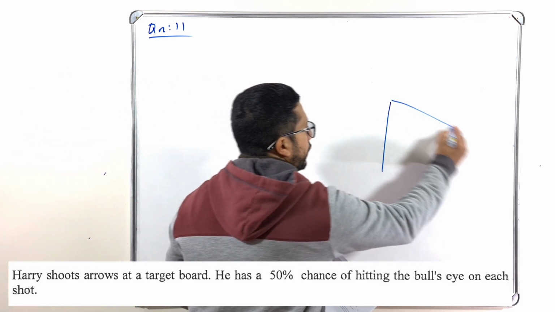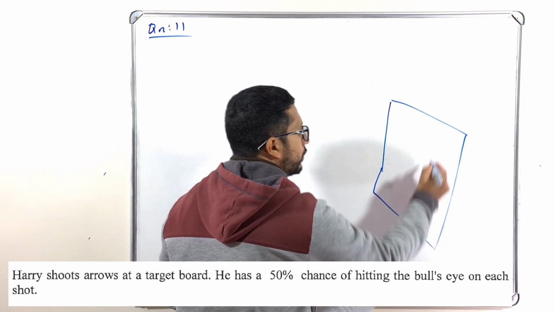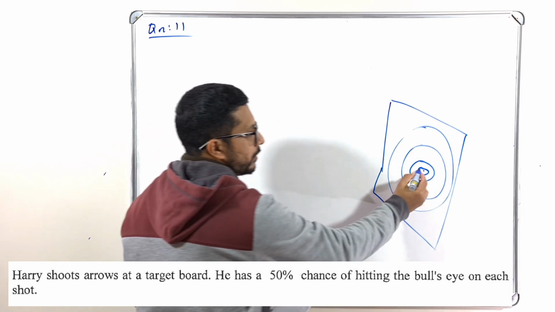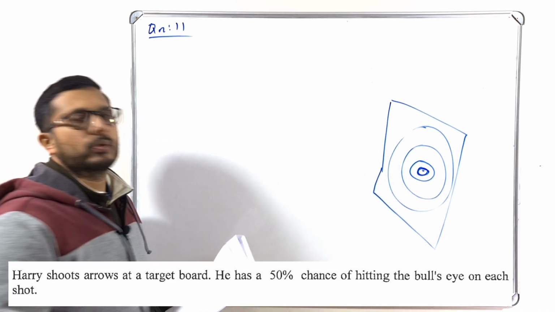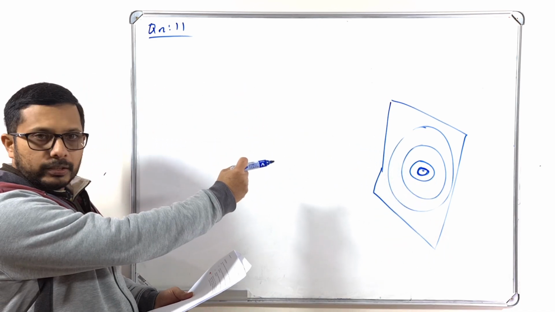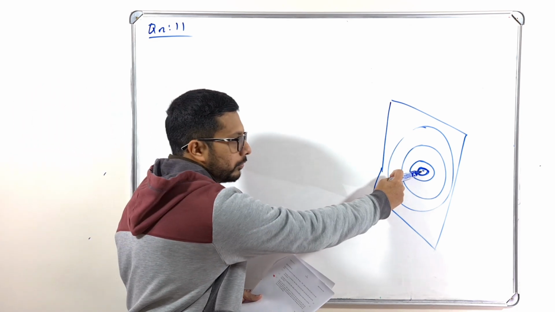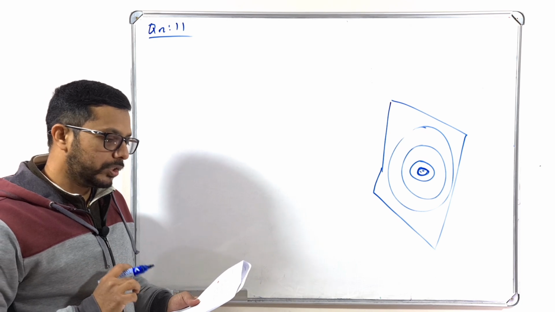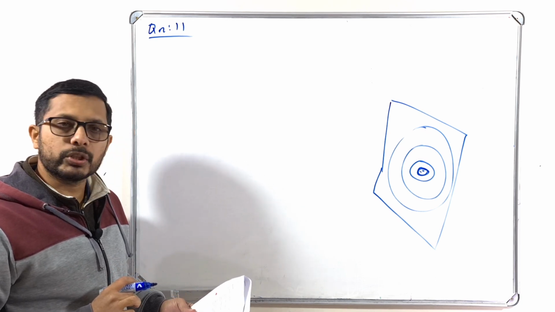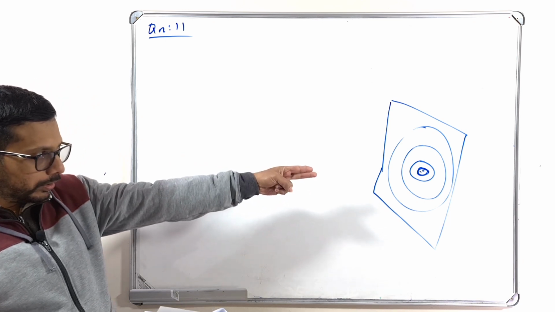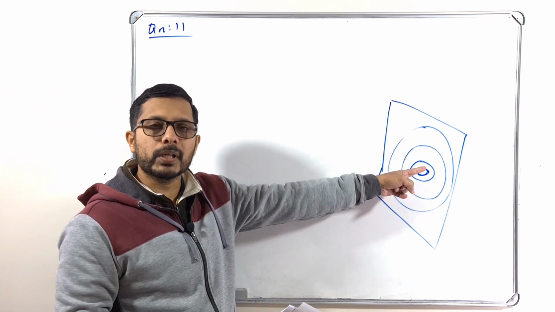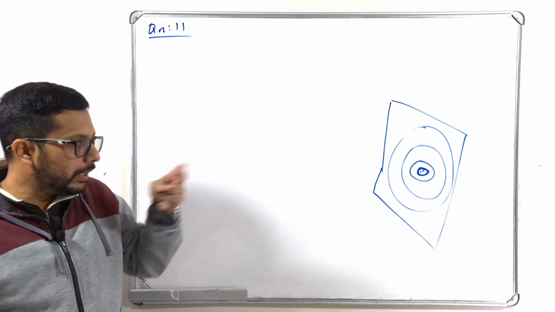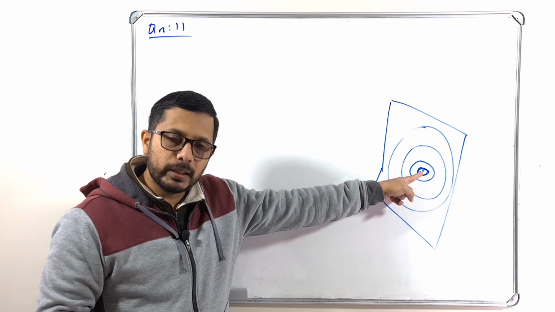Assume there is a shooting board like this. This is the bullseye, the middle circle. Harry is trying to shoot the bullseye. So what is given? He has a 50% chance of hitting the bullseye on each shot. So 50% means that's the probability. The probability of hitting the bullseye is 50%.